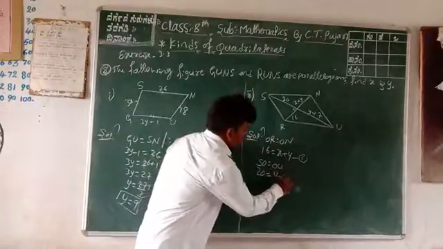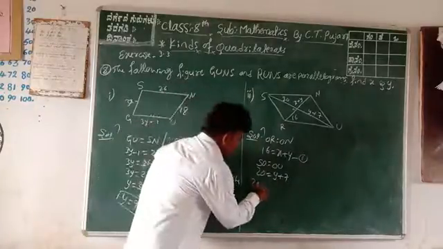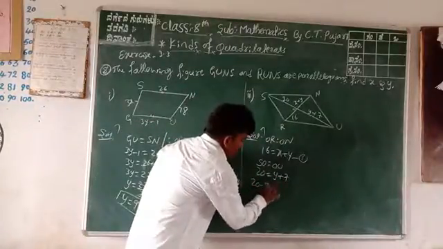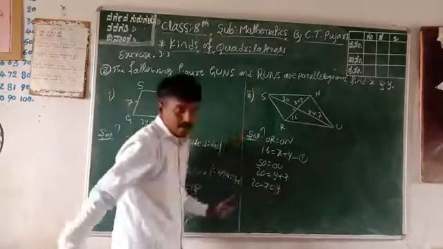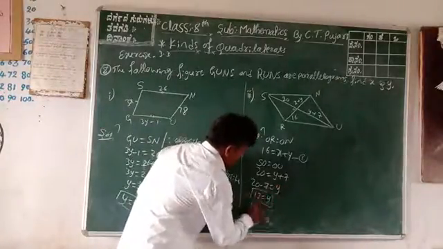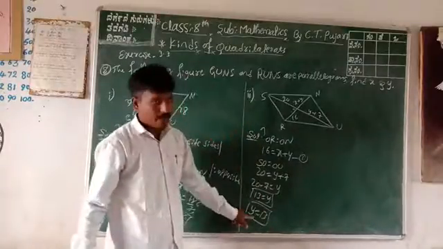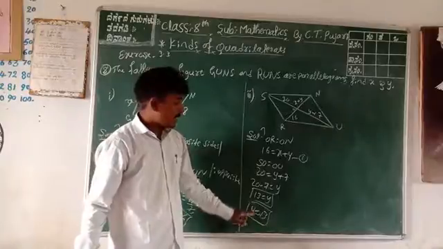Y plus 7. Next, you can take 7 to this side, that is minus. 20 minus 7 is equal to y. 20 minus 7 equal to 13, 13 is equal to y. Therefore, y value is 13. You can find out y value is 13. Next, you can find out x value.